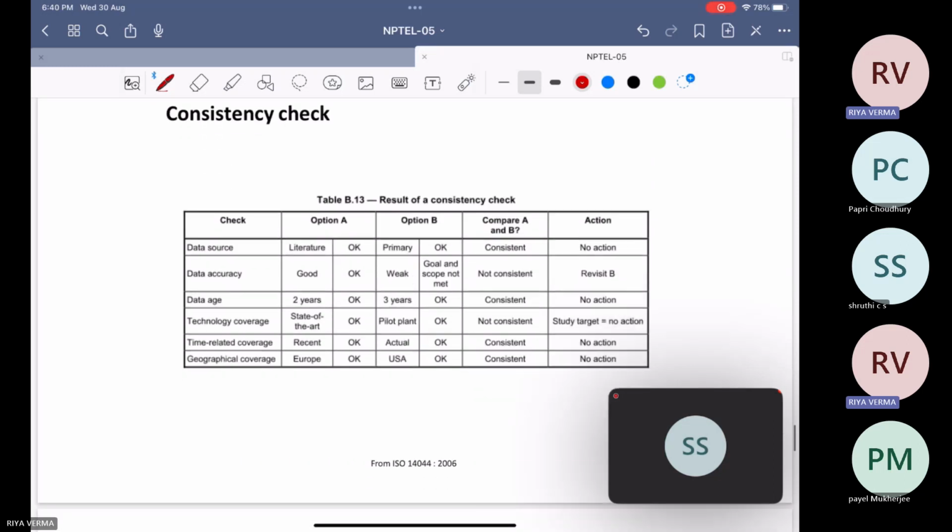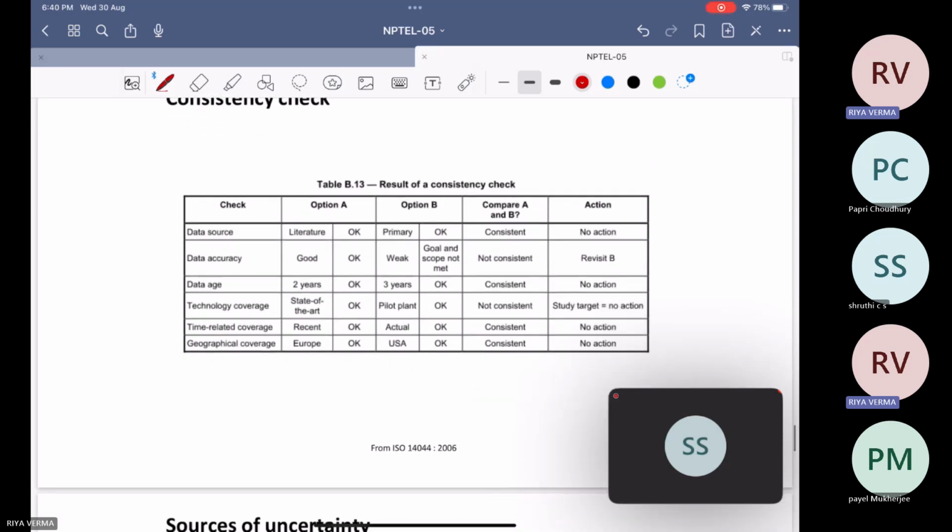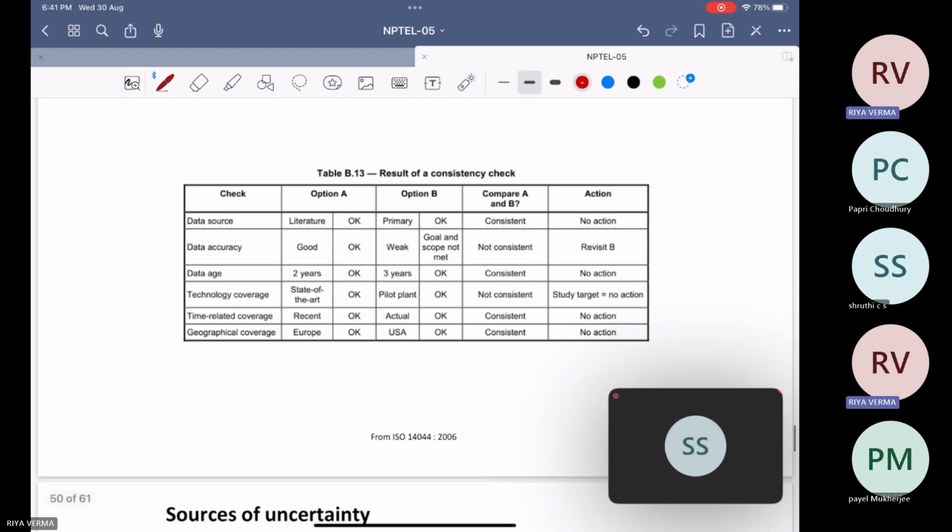Now to check for the consistency of the data, we have different types of checks, that is check for the data source, then check for the data accuracy, data age, technology coverage, time-related coverage, and geographical coverage. Then we have both options A and B, and we need to compare option A and B and the action that we can take. This sort of table is used for consistency check.